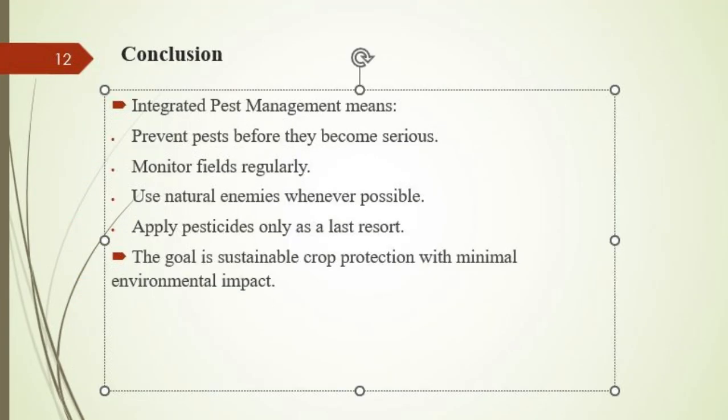Conclusion. Let's summarize today's lesson. Integrated pest management means prevent pests before they become serious. Monitor fields regularly. Use natural enemies whenever possible. Apply pesticides only as a last resort. The goal is sustainable crop protection with minimal environmental impact.